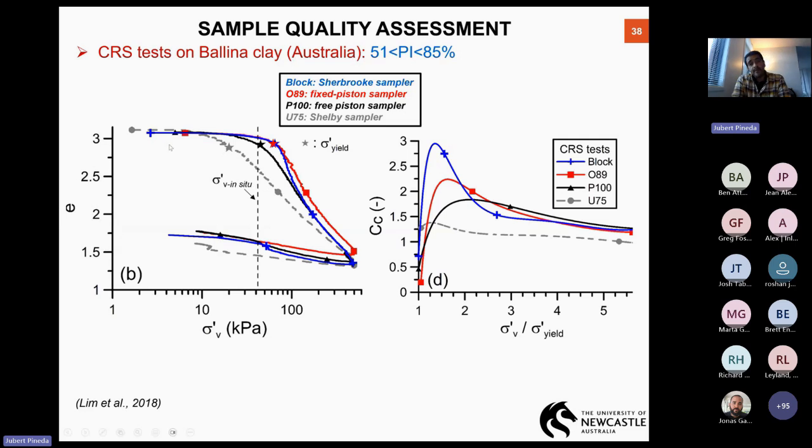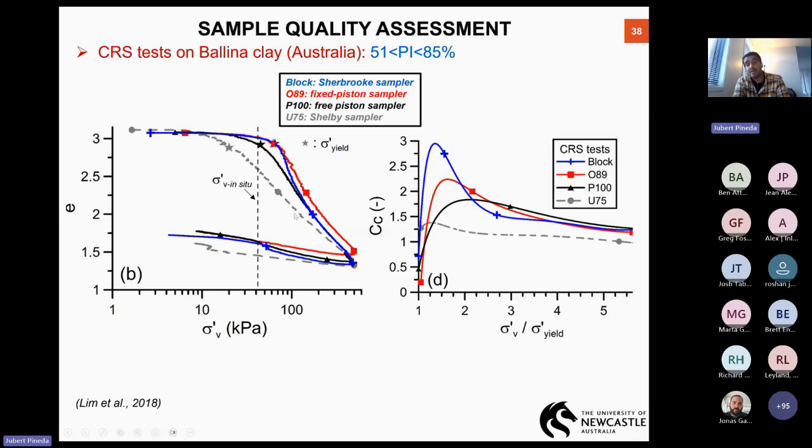If we differentiate this compressibility curve, because this is a constant rate of strain test, we can get the evolution of the compression index with stress level. Because of the S shape, the compression index is not linear for the block and the fixed piston sampler, and is highly nonlinear in this part. You have a Cc that reaches values up to 3 in the block sample, up to 2.25 in the fixed piston sampler, and only 1.25 in the Shelby tube, basically because the Shelby tube has this basically linear compressibility curve.